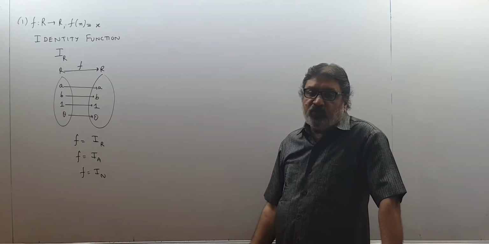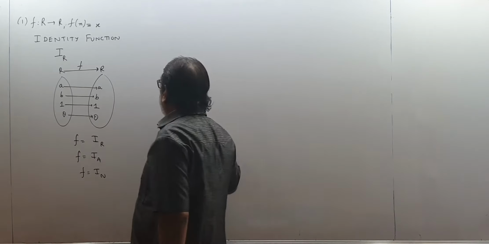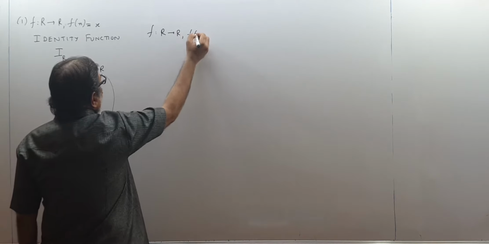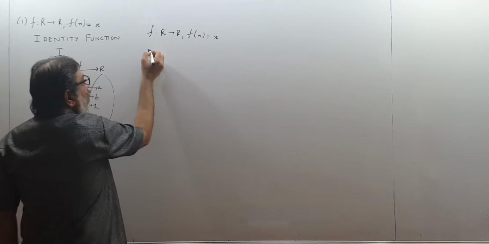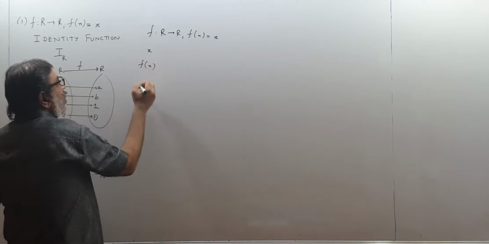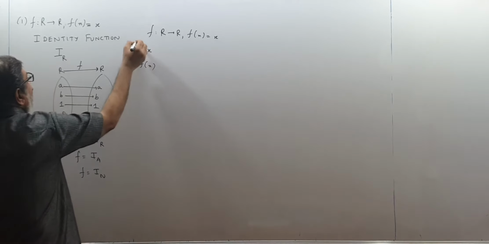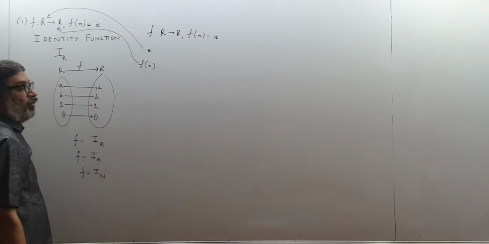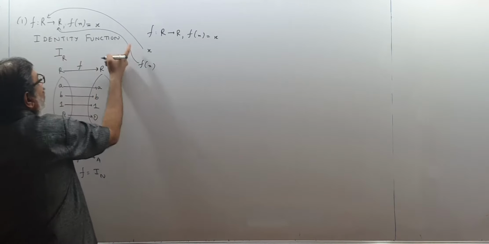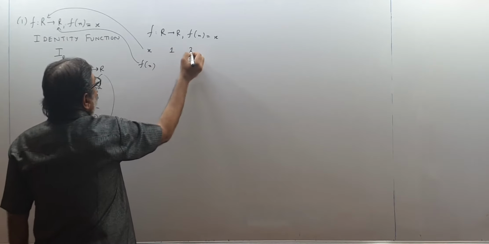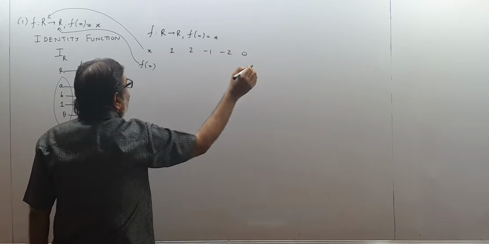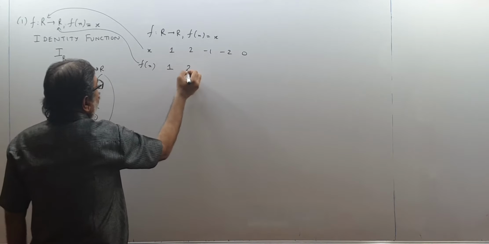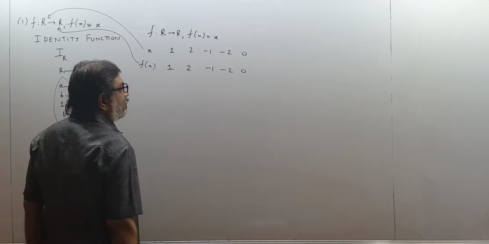Because every element corresponds to itself, if I try to draw the graph of a function from R to R, f(x) equal to x, I take some values x and f(x). You have to understand, children, that x comes from the domain and the value of the function comes from the codomain. So for x, a set of real numbers, I can have values 1, 2, minus 1, minus 2, 0, and so on. f(x) I get from the set of real numbers: for 1 it will be 1, for 2, minus 1, minus 2, and 0.